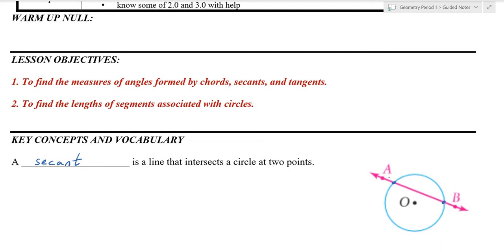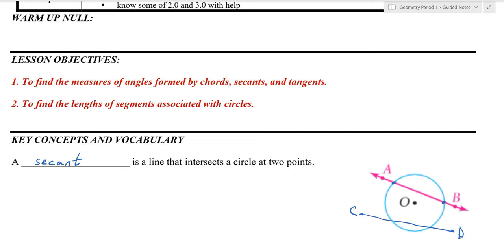You could also say that you have a secant segment, but the segment needs to actually go beyond the circle. So my endpoints are over here. I'm just going to say this is point C, this is point D. You can actually have secant segments as well, but the endpoints of the segment cannot be on the circle. That is a secant segment right there.